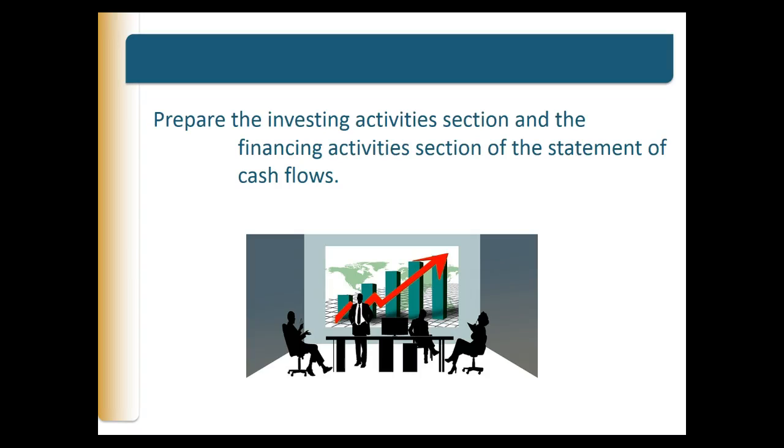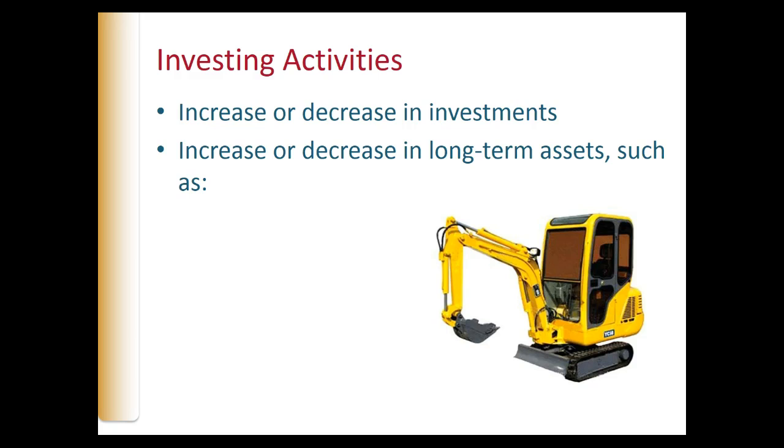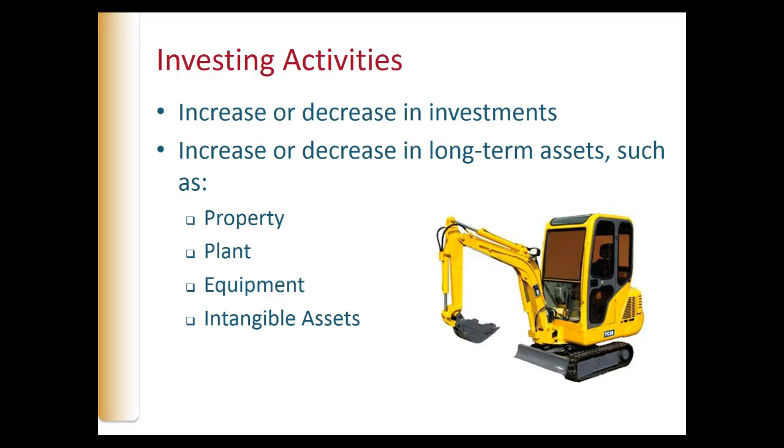We're going to now look at the preparation of the investing activities section and financing activities section of the statement of cash flows. Now, the second step in preparing the statement of cash flows is to determine the net cash flows from investing activities by analyzing changes in long-term asset accounts from the balance sheet. So we would look at the increase or the decrease in assets such as property, plant, equipment, and intangible assets.